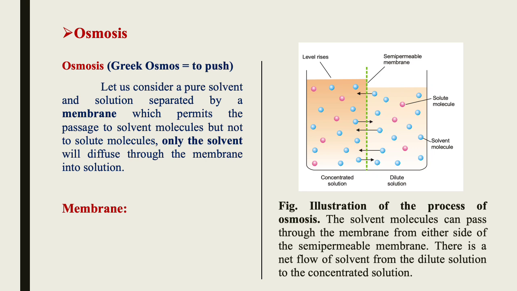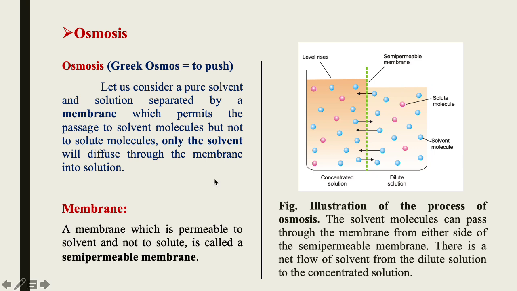So let us see what is meant by a membrane. A membrane is permeable to the solvent and not to the solute. You have these water molecules here, the blue-colored ones, which are the solvent molecules. Only these blue dots can move from left to right and right to left, and not the pink ones, which are the solute molecules. This kind of membrane we call a semi-permeable membrane. Semi-permeable means only half of the components can pass through that membrane. So that is the meaning of that word.